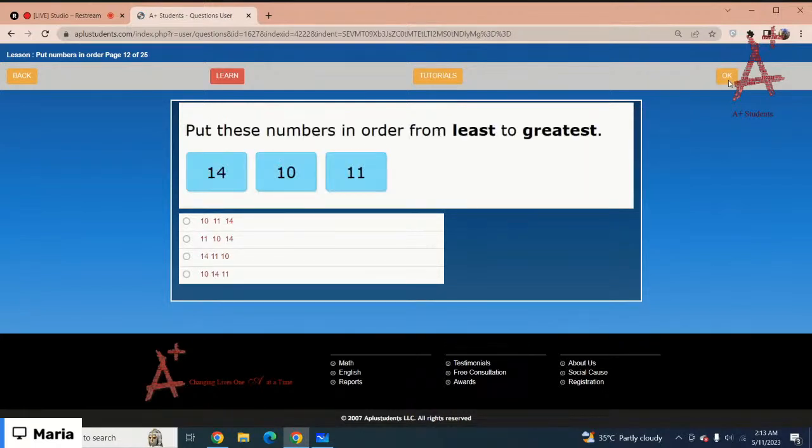Okay, put these numbers in order from least to greatest. 14, 10, and 11. So which is the correct option? It would be 10, 11, and 14. The correct option is 10, 11, and 14. The correct option is option number 1.